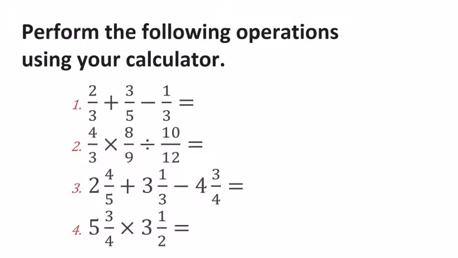Now, perform the following operations using your calculator. In this activity, you can practice using your calculator. For the first item, the answer is 14/15. Second item, 64/45. Numbers 3 and 4 deal with mixed numbers, so make sure you enter the numbers correctly. Third item, 83/60, or for the two-liner, the answer is 1 and 23/60.